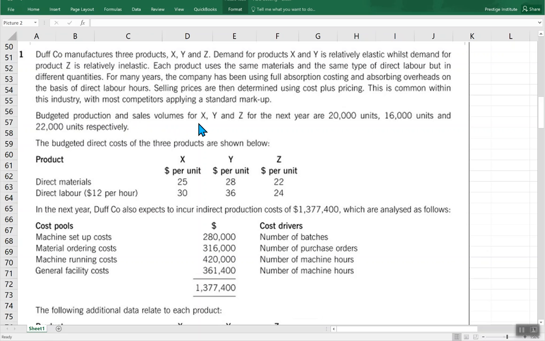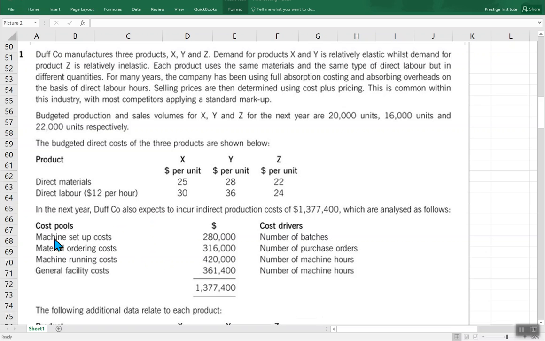Budgeted production and sales volume for X, Y, Z for the next year are 20,000, 16,000, and 22,000 units respectively. The budgeted direct costs of the 3 products are shown below. We have direct material 25, 28, 22, direct labor 30, 36, and 24. In the next year, DAFCO also expects to incur indirect production costs of 1.3 million, which are analyzed as follows.